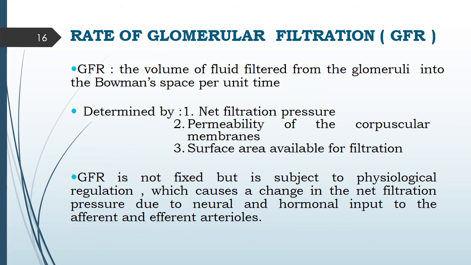The rate of glomerular filtration is otherwise known as the GFR. GFR is the volume of fluid filtered from the glomeruli into the Bowman's space per unit time, and it is determined by the net filtration pressure (NFP), the permeability of the corpuscular membranes and the surface area available for filtration. The GFR is not fixed but is subject to physiological regulation, which causes a change in the net filtration pressure due to neural and hormonal input to the afferent and efferent arterioles.